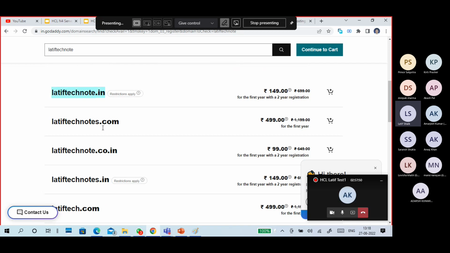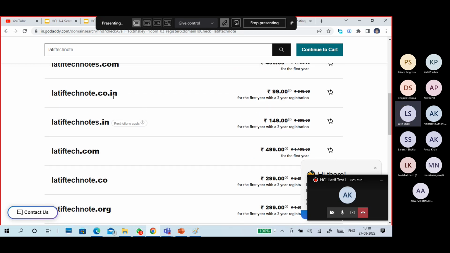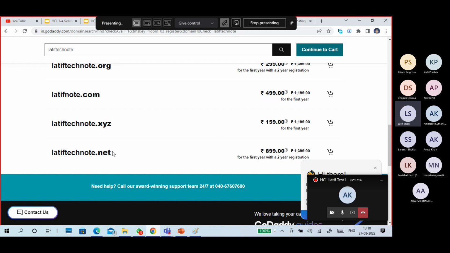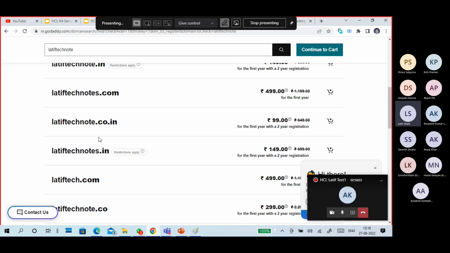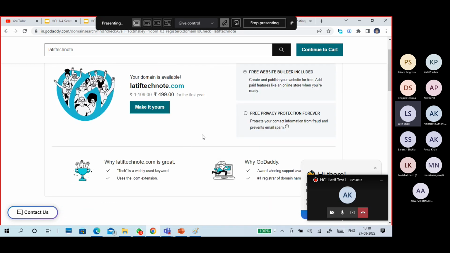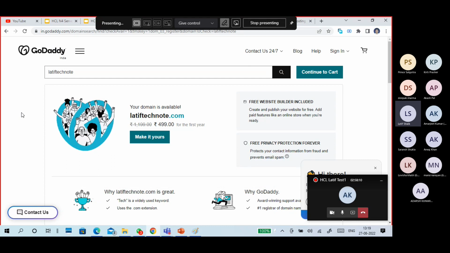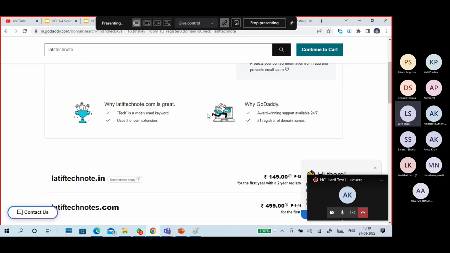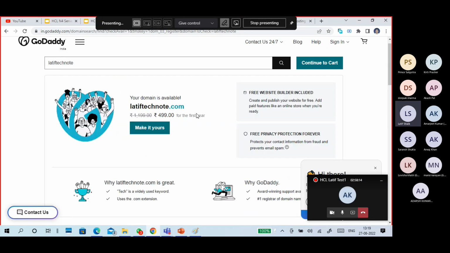I got co.in for 99 rupees. Remember these points also: .com, .org, .net, .xyz, .in, .co.in, like this. I will explain at the time of DNS. Most of these things belong to web builders kind of stuff, so you have to compulsorily check, not the web builder, guys.